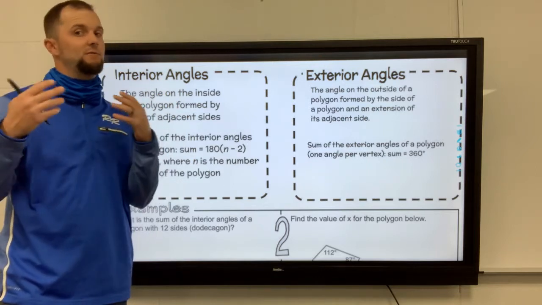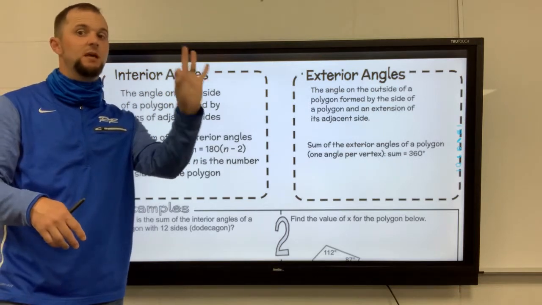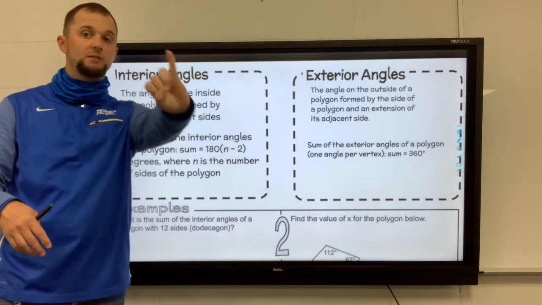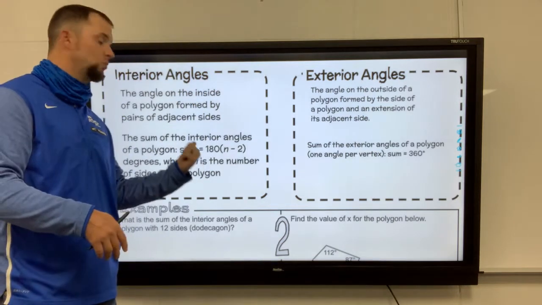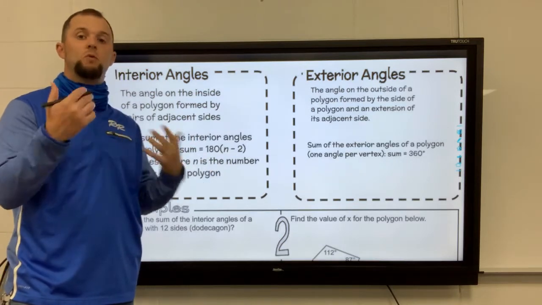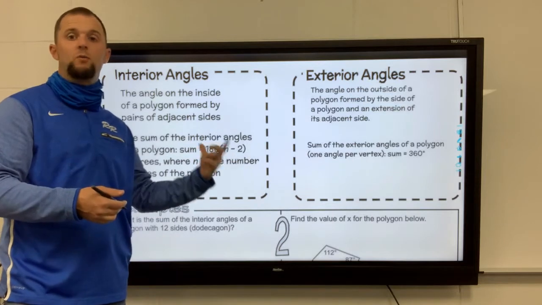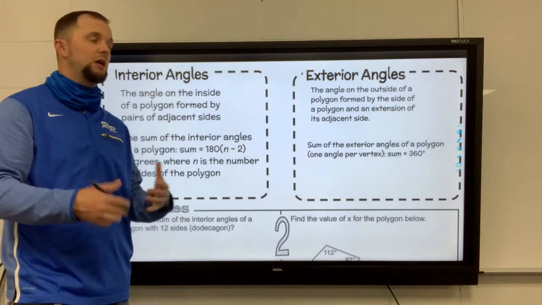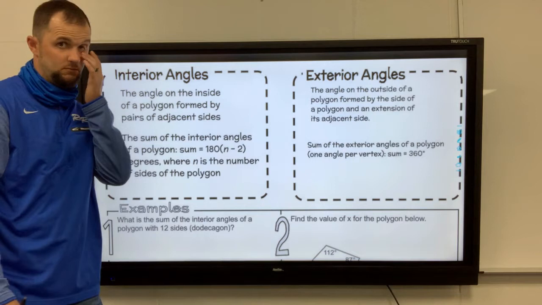So for instance, a triangle has 3 sides, 3 minus 2 gives me 1. 1 times 180 gives me 180, because we know all the angles of a triangle add up to 180. So that works with a triangle whenever you plug that in. So anytime you have a shape, you can find what all the angles add up to, okay?